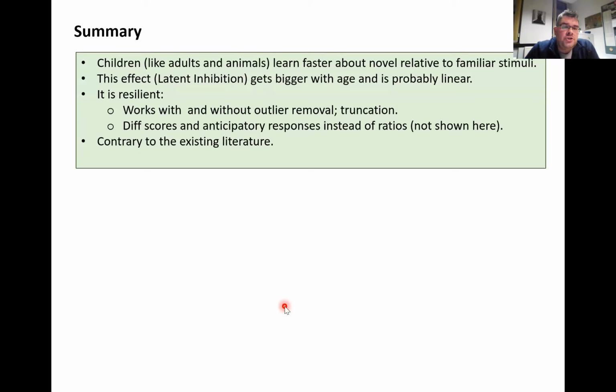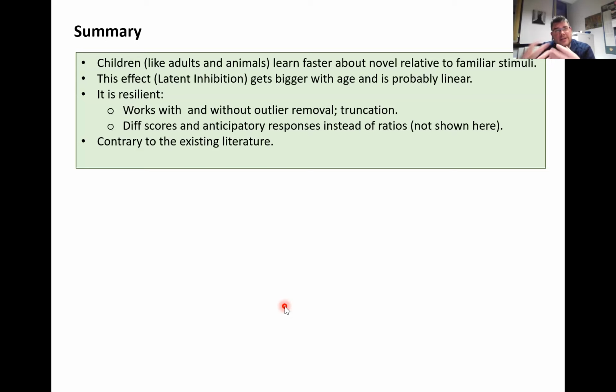Okay, so in summary, children, like adults and animals, maybe, learn faster about novel stimuli relative to familiar stimuli. This effect, latent inhibition, gets bigger with age and looks like it's linear. It's also pretty resilient. We can get this effect without doing fiendish things like removing outliers. We can truncate our sample where we remove really quite young children, and we still see an improvement in this effect with age. I haven't shown other analyses here because of time reasons, but the effect isn't dependent on our particular measure.